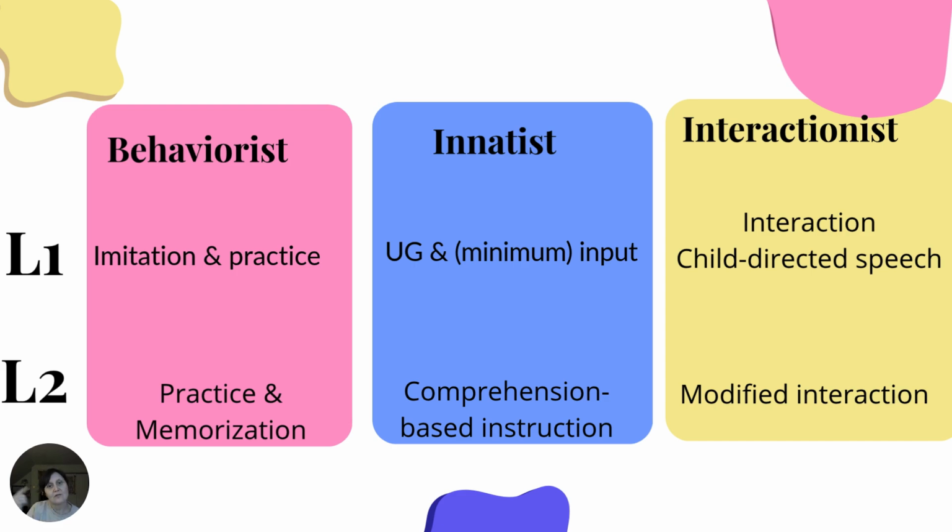So now if you think about those three theories, behaviorist, innatist, and interactionist, for first language acquisition, they were talking about imitation and practice. For second language learning, they were also talking about practice and memorization. The shift is slightly different. It's still there on practice. We need to practice and form the habit, but we need to memorize, a very heavy emphasis on memory.